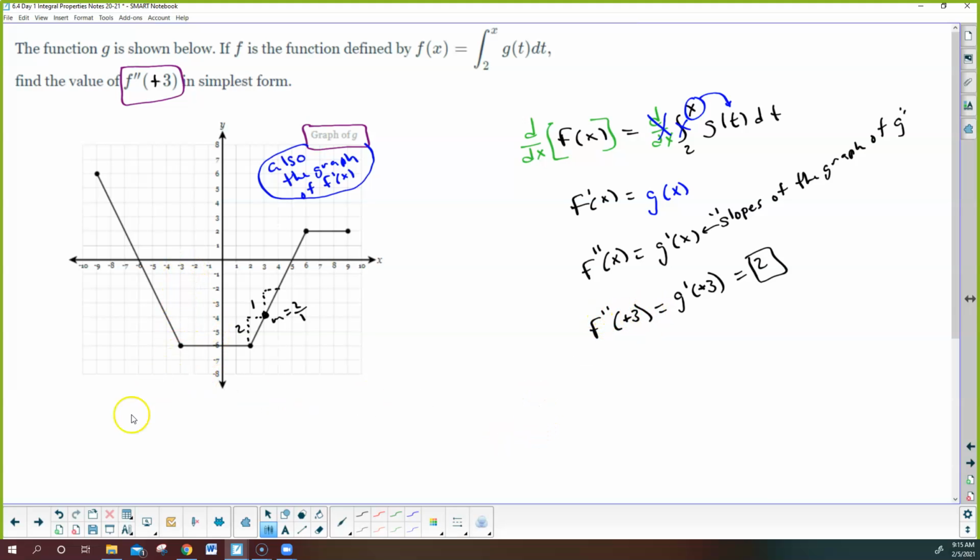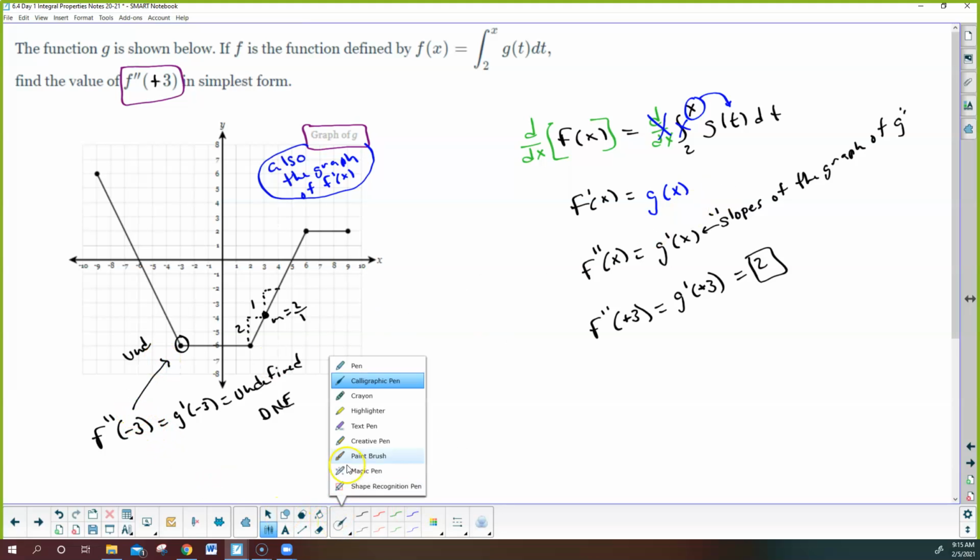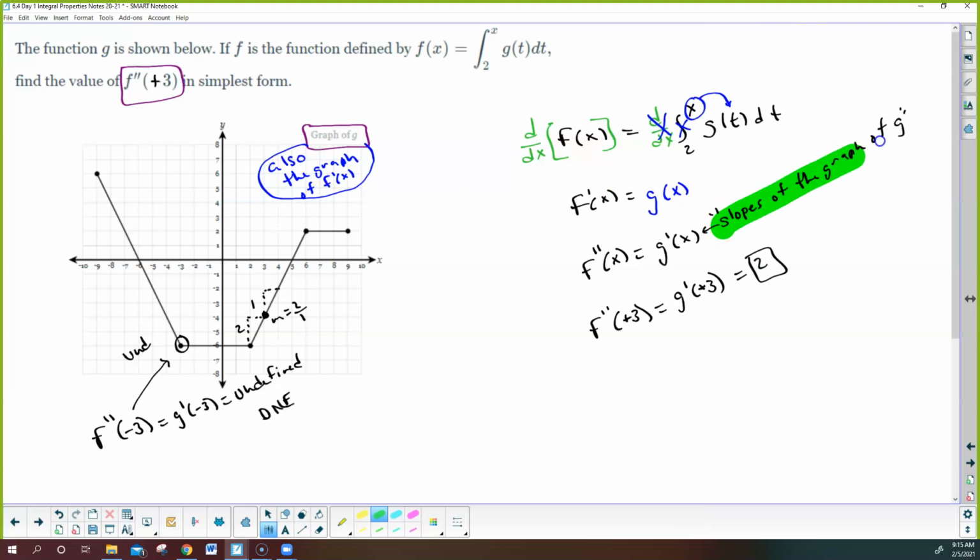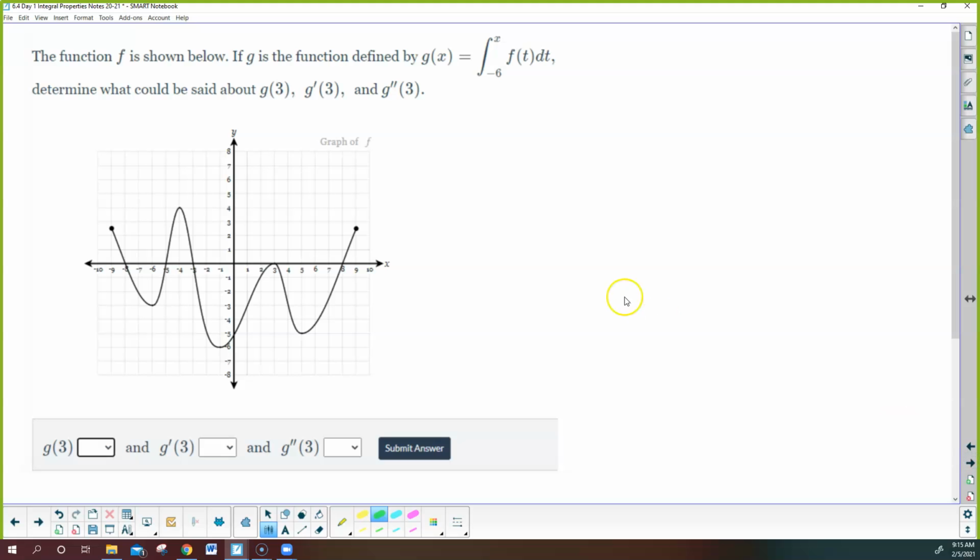Okay? Now what if I asked you to do f double prime at -3? What if I did the original problem? Well, that was looking at the slopes at -3. And notice here, your slope on the left and the slope on the right are not the same. So it does not exist, or you could say undefined at that point. Okay? But the big connection is figuring out how f double prime relates to the graph that was provided. Okay, let's look at another one.